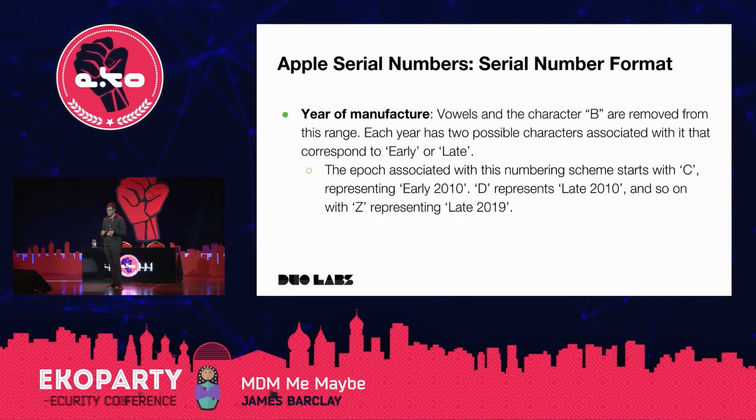Vowels and the character B are removed from that range. Additionally, each year has 2 possible characters associated with it that correspond to the early or late moniker sometimes used in Apple product names. So the epoch associated with this numbering scheme starts with C, which represents early 2010, all the way up to Z representing late 2019. So we don't yet know what will happen in 2020, if Apple will roll that over or just stop making computers and iPhones. We'll see.